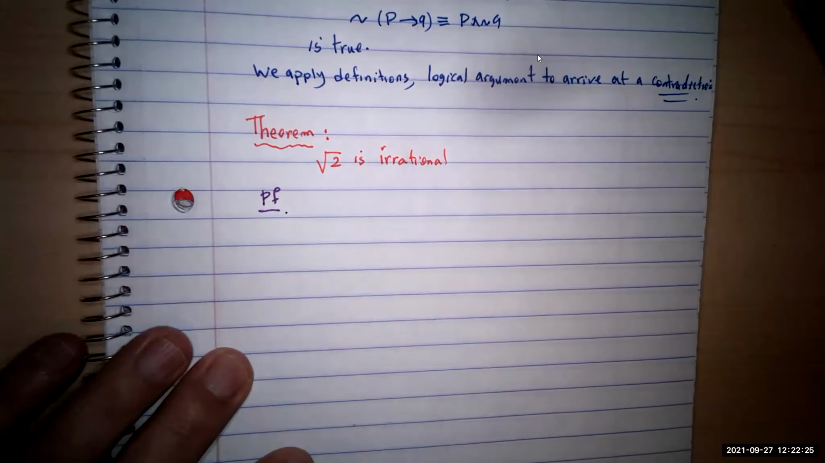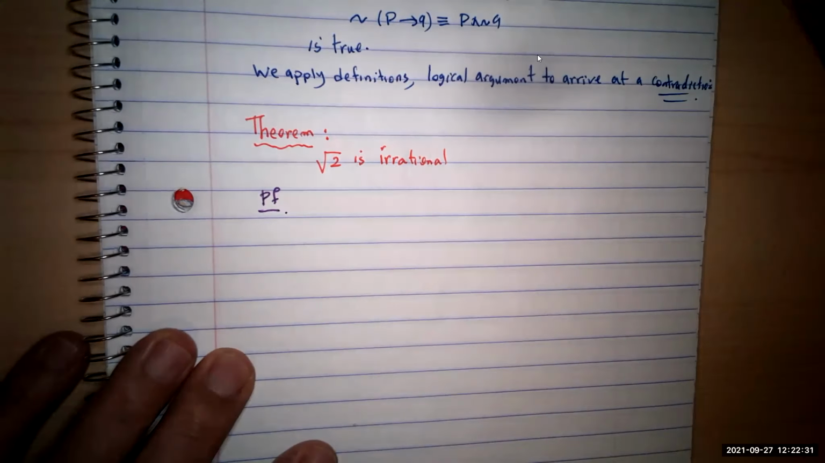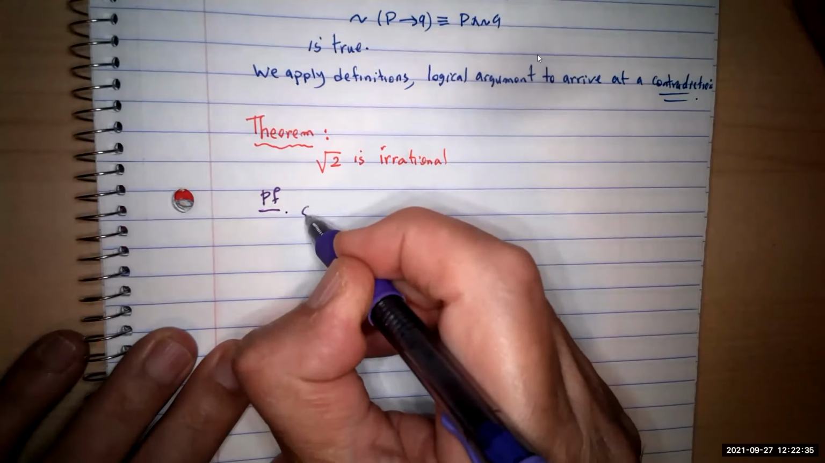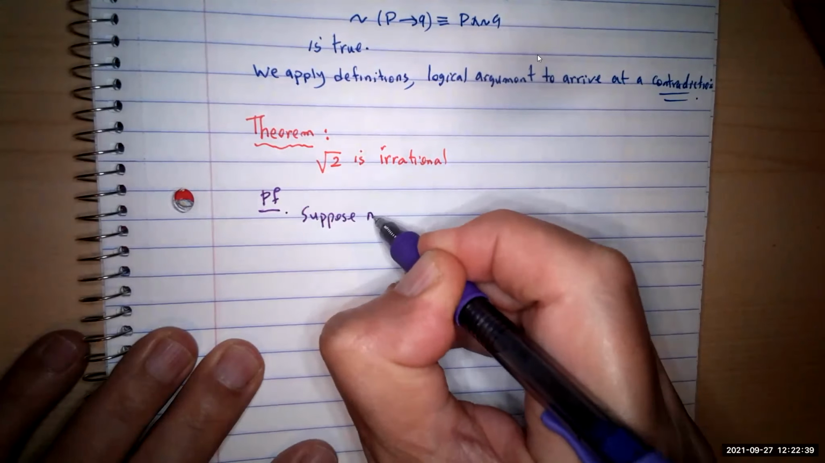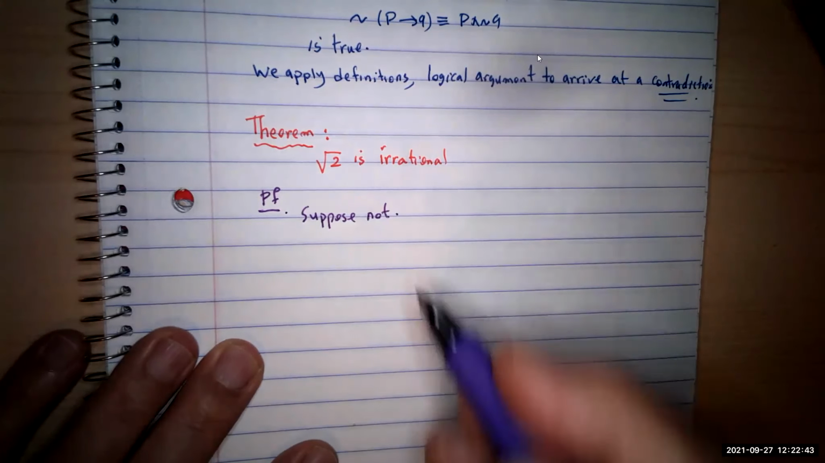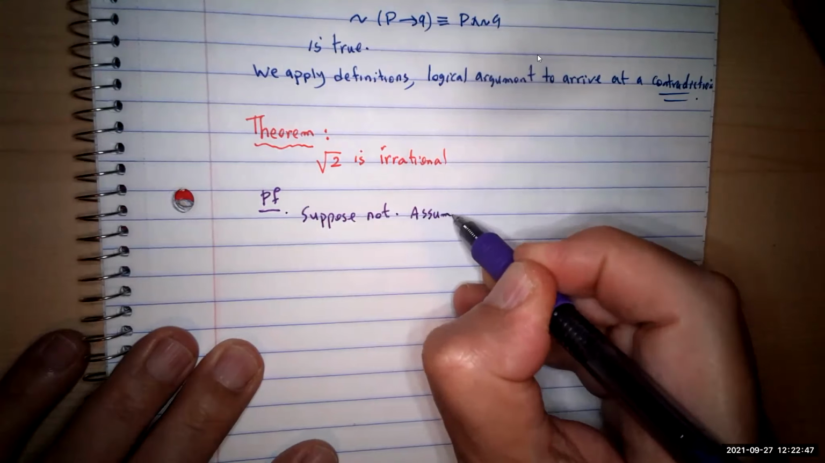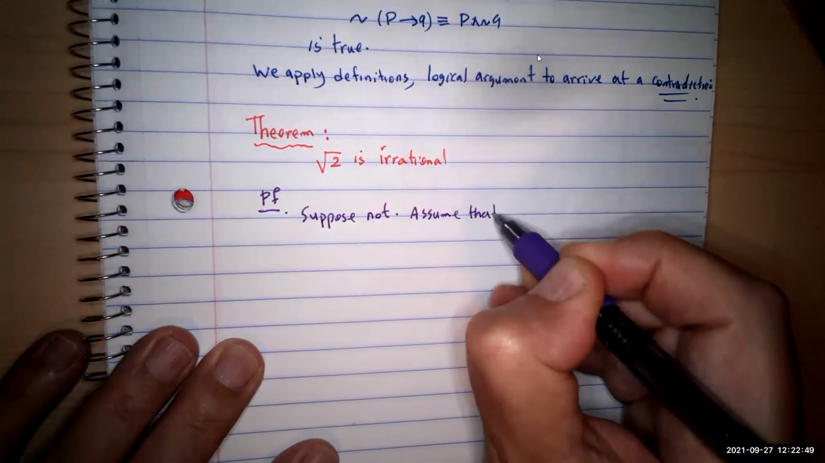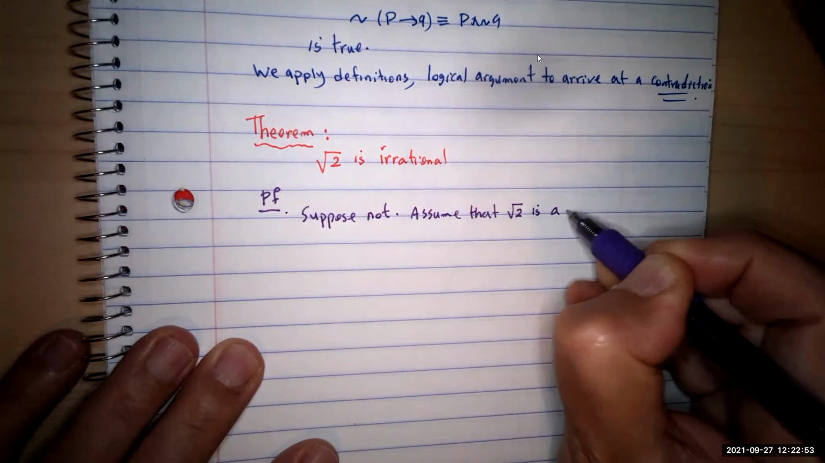I want to use the method of contradiction. So what I'm going to do is say, suppose this is false. The expression that we use is, suppose not. Suppose it's not true. Suppose not means assume the other way around. Assume that radical 2 is a rational number.